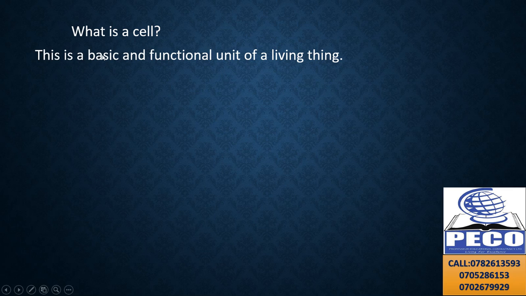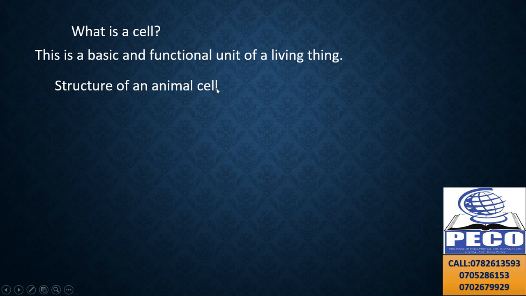A cell is a basic and functional unit of a living thing. Being basic is okay. Functional, it functions on its own. It is independent, works on its own, it has everything that it needs. Without cells, you cannot have life. They say the functional unit of a living thing. So living things function because they have them. Without them, they will become non-living.